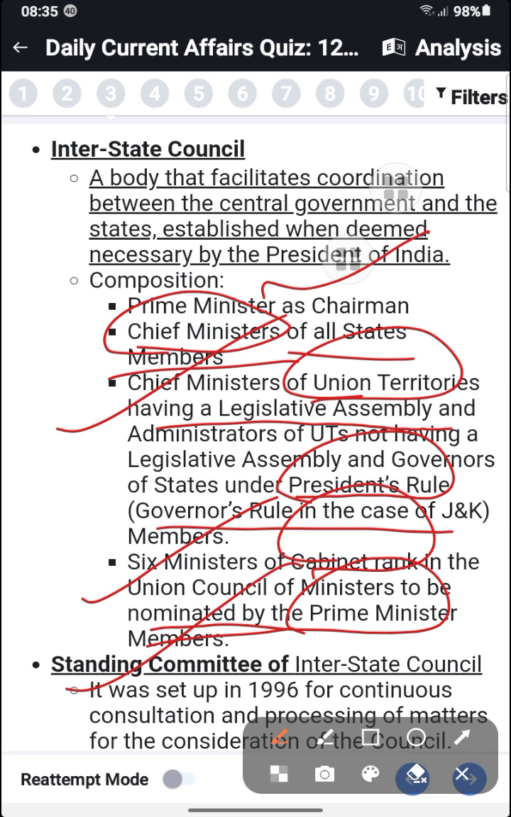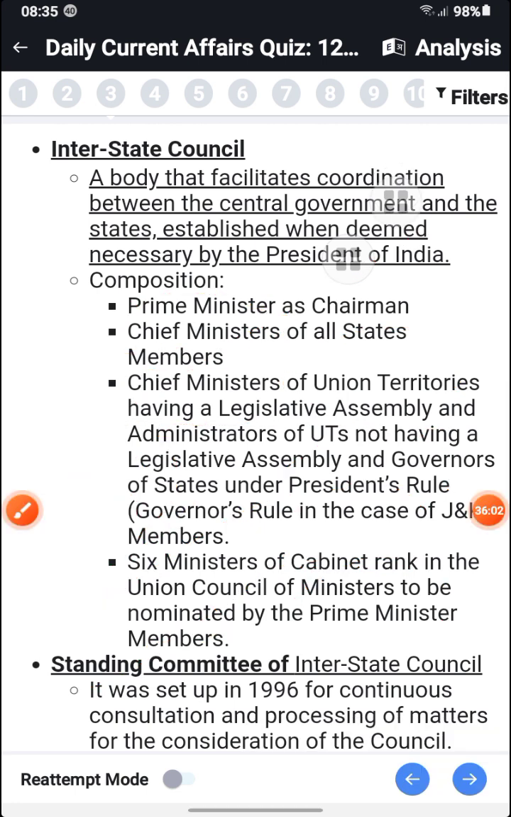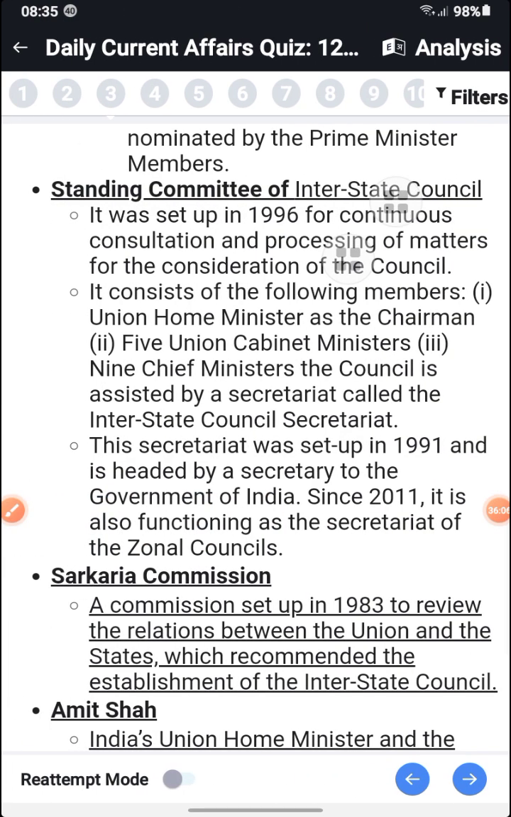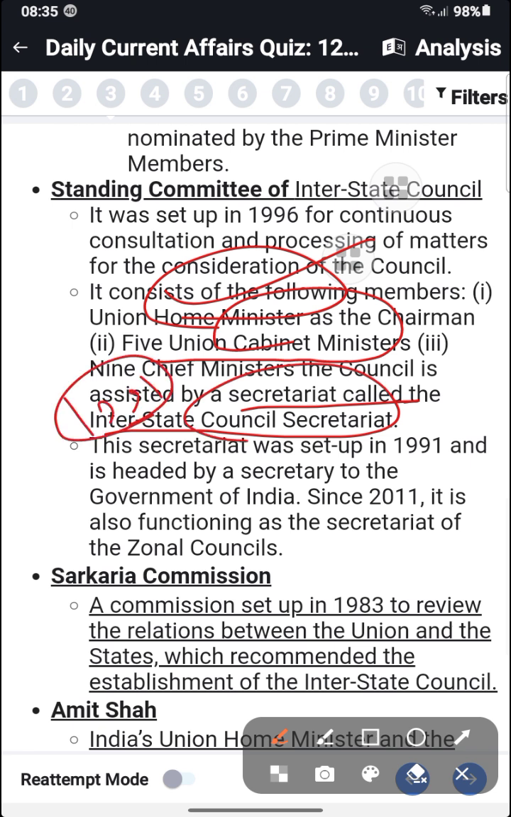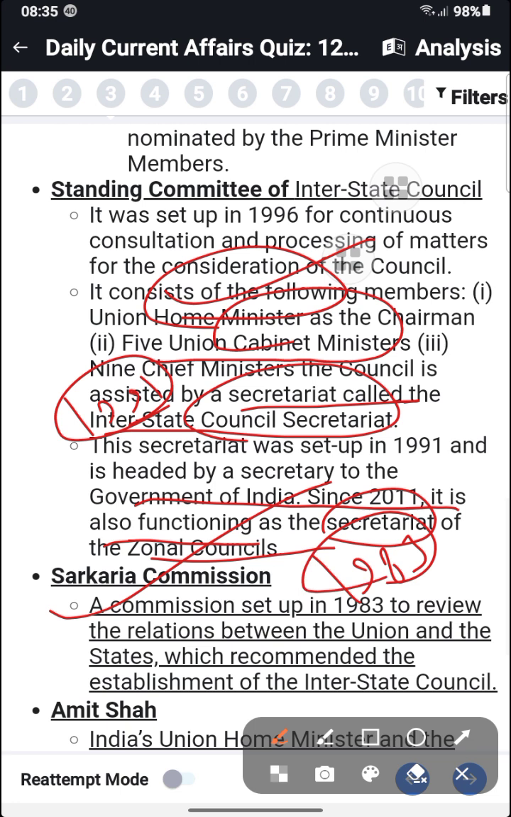The Standing Committee of the Interstate Council was established in 1996 for continuous consultation and processing of matters for consideration. It includes the Union Home Minister and 5 cabinet ministers, and there is a secretariat called the Interstate Council Secretariat. The Secretariat was set up in 1991 by the Government of India, and it is also functioning as the Secretariat of the Zonal Councils. The Sarkaria Commission in 1983 reviewed the relations between the Union and the states for the Interstate Council.